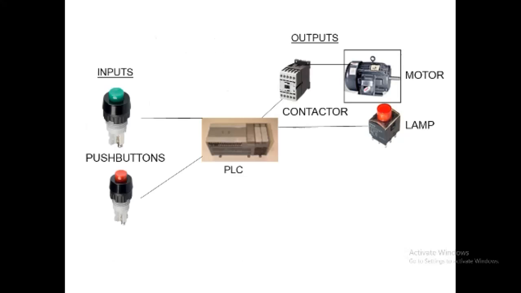Basically, one side, that is the left hand side of the PLC, indicates the input module, while the right hand side of the PLC is known as the output module. Here, the input modules are connected to the input devices, just like the start push button and stop push button, and towards the output module, generally the electrical applications, just like motor, lamp, contactor or solenoid, can be connected.